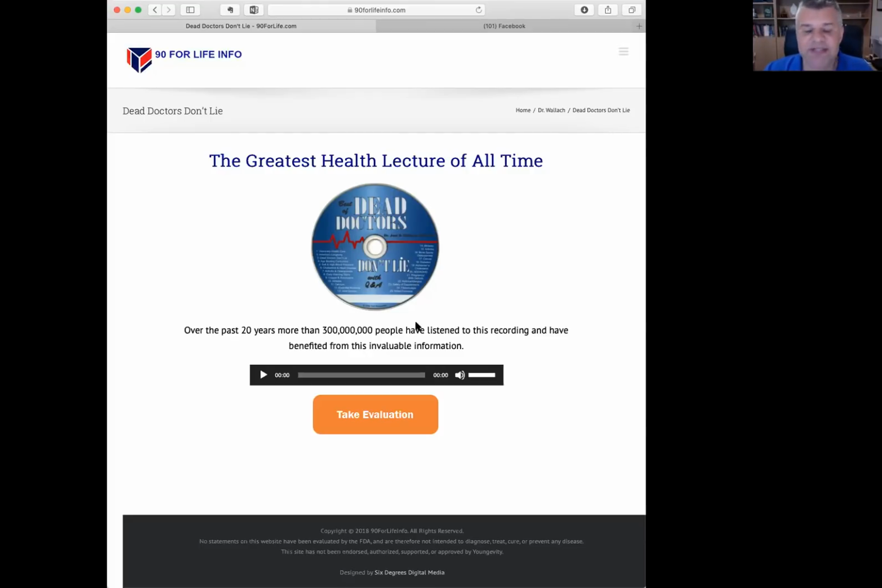And then once they listen to this, you tell them, underneath this, you've got to hit the big orange button called Take Evaluation. Now, what we've decided to do here with Health Evaluation System is put another orange button next to that. So on Monday, you're going to see two orange buttons there. The button to the right is going to say Watch Documentary. Watch the Dr. Wallach documentary.